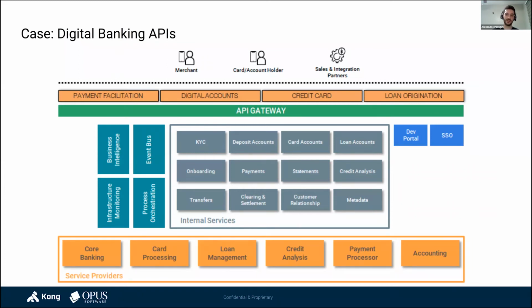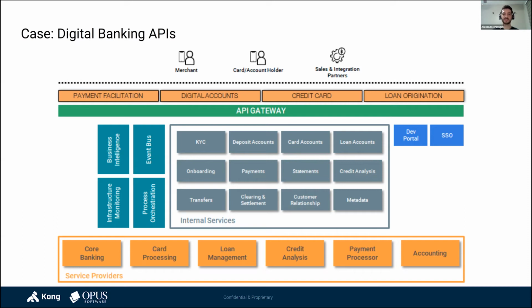So we're talking about servicing your customers, be them merchants, if you're maybe an acquiring bank or maybe a payment facilitation service provider. If you're providing digital accounts or credit card accounts for your account holders, or even if you have sales channels and integration partners that might be bringing in product through your APIs, which is a very common use case for loan origination services.